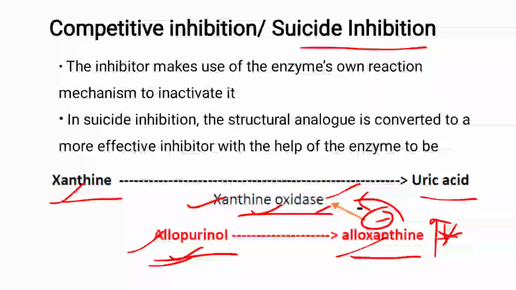Thus the mechanism of action of allopurinol to treat gout is that it competitively inhibits xanthine oxidase, and one subpart of the competitive inhibition is suicidal inhibition. Allopurinol gets converted to alloxanthine, which is a much more potent inhibitor of the same xanthine oxidase enzyme. So this is the best example of suicidal inhibition.